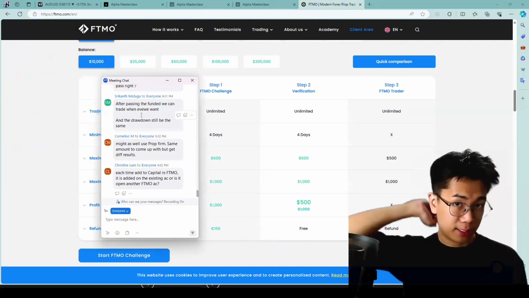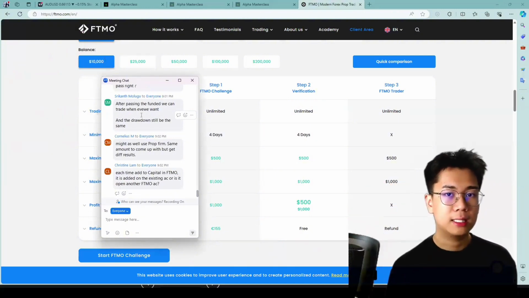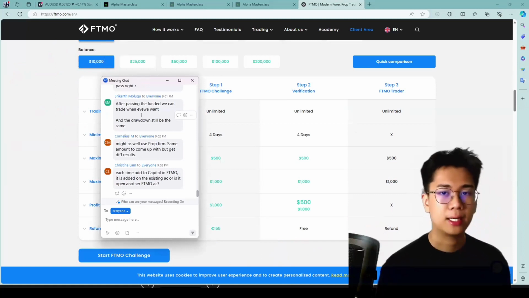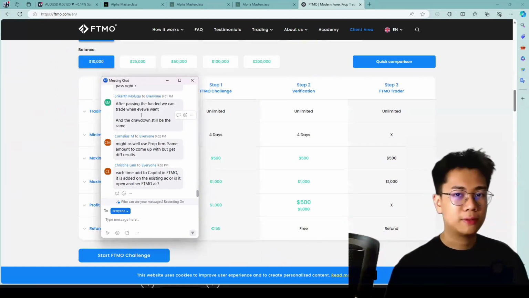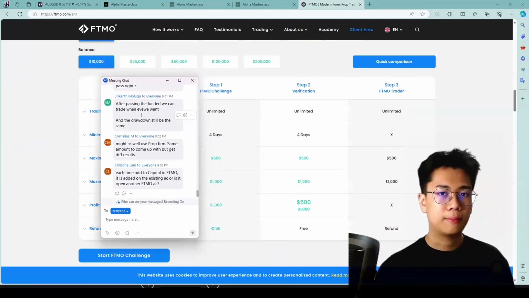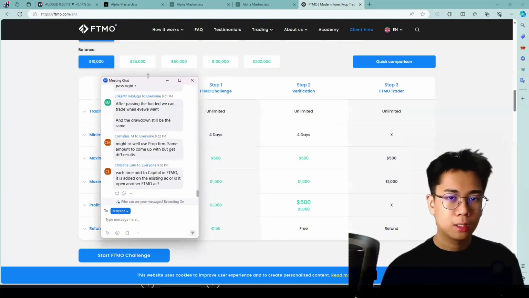After we pass the funded stage, we can trade when we want. And the drawdown is still the same. Yes, correct. You can trade whenever you want, but just make sure that you are in proper risk management. Might as well use the same amount to come out with, but the budget is different.